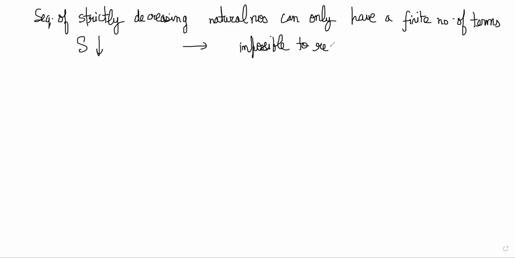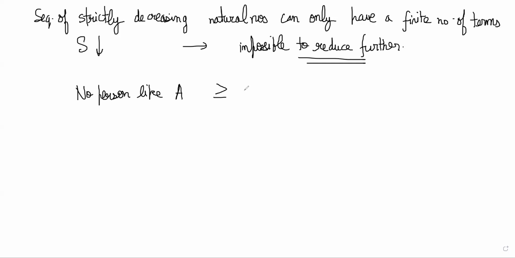It is impossible to reduce further because a sequence of natural numbers which are decreasing has a termination point. What this means is there will be no further person like A in any of the groups after some point. Eventually you will come to a situation where there is no person like A who has greater than or equal to 2 acquaintances in a certain group, in group 1. Such people will all disappear.